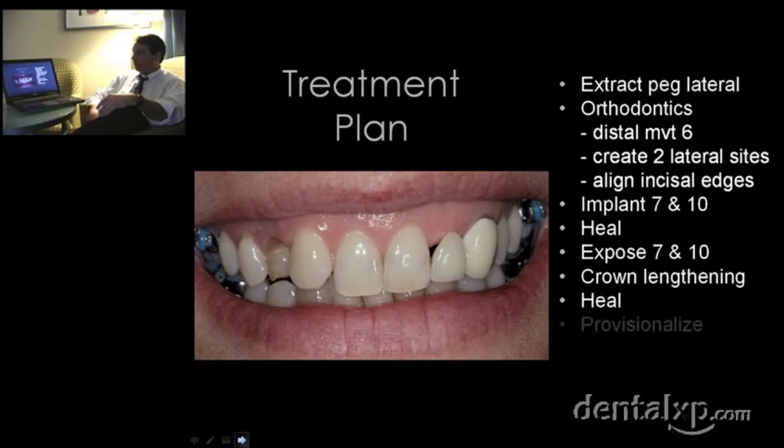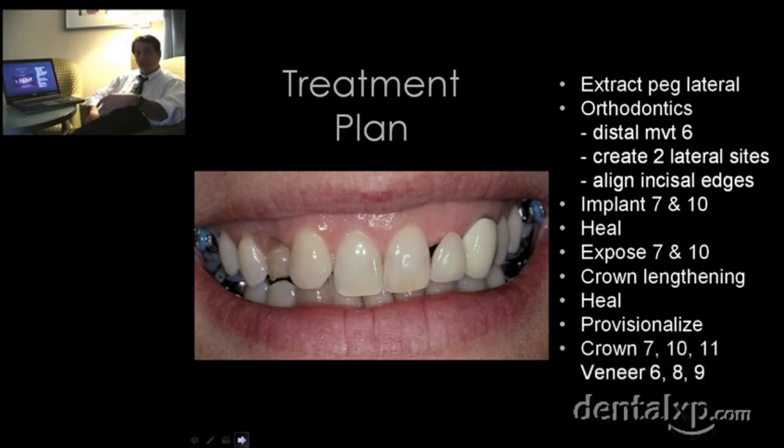And once that is done, I'll send the patient back to the restorative dentist for provisionalization. And after provisionalization, we'll then do our final prosthetics. In this case, it would be crowns in 7, 10, the 2 implants, and tooth number 11, which already has a crown, and veneering tooth number 6, which we've now moved from the lateral spot back to where it should be in the area of tooth number 6, in place of veneer on tooth numbers 8 and 9.